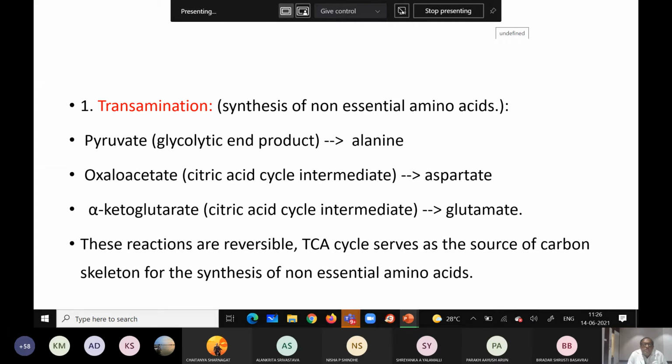Similarly, oxaloacetate gives rise to aspartate, and alpha ketoglutarate, the intermediate product, gives rise to the formation of glutamate. Like this, certain amino acids can be labelled as non-essential amino acids, non-essential because they can be synthesized in the body. So these can be done anabolically under the process called transamination. This can be attained by this TCA cycle.